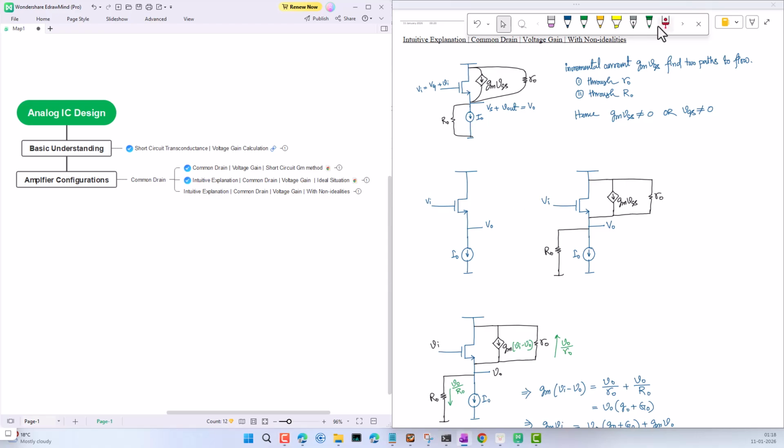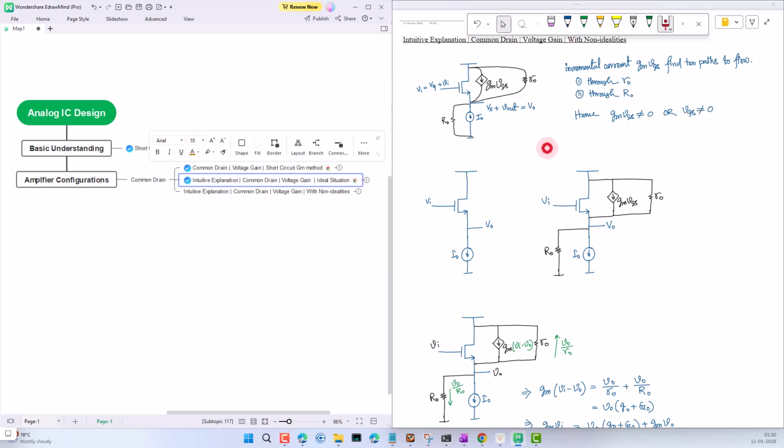Alright, so now let us discuss this common drain circuit with non-idealities, and we'll try to understand the circuit intuitively. In the ideal situation, we have already discussed in this video that this incremental current doesn't find any path to flow. So in that case, this current has to be zero. But in this case, with all these non-idealities, this current has two paths to flow, one through the small r_o, another through the capital R_o. All right. So in this case, your g_m v_gs is not zero, and you can say that v_gs is not equal to zero.